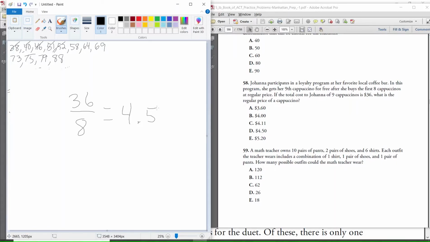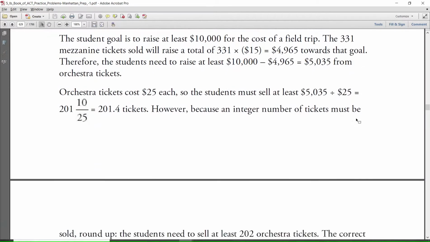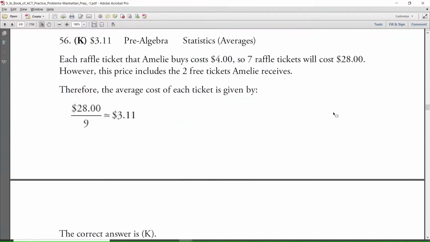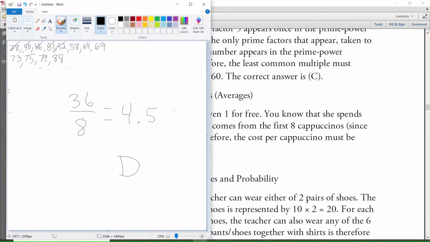$4.50, D. So she pays $4.50 for each of the 8 cappuccinis, and then she gets the 9th one for free. That was a little twist on this. So the answer is $4.50. And we'll just verify it with this slow scrolling. $4.50. And that's average. That's mean. Sum, the total price she paid for all of them, divided by the number of cappuccinis, 8. And that gives us 4.5 per cappuccini.